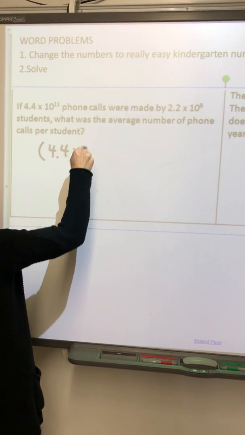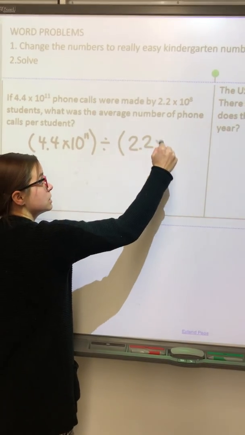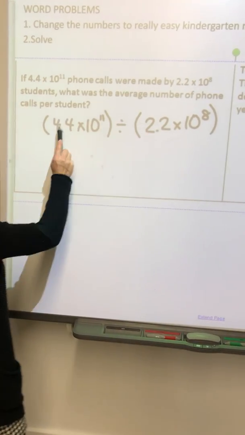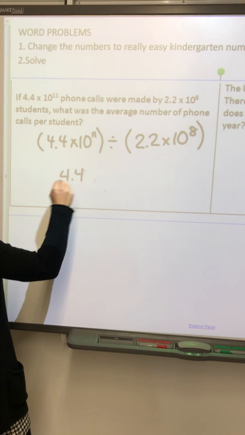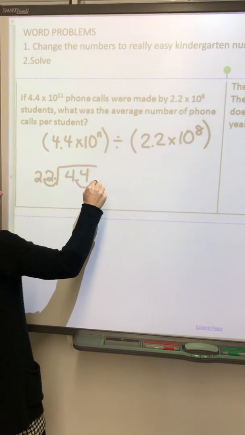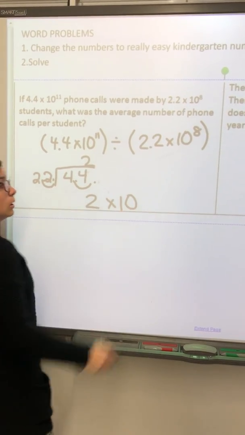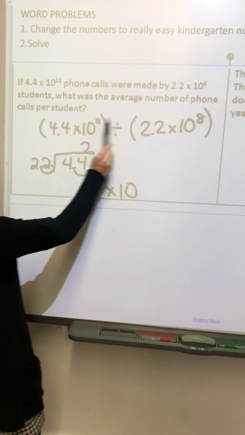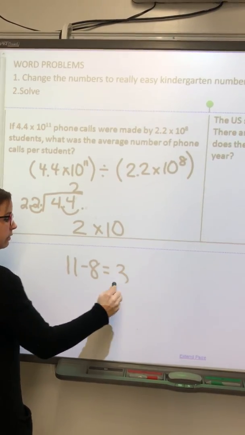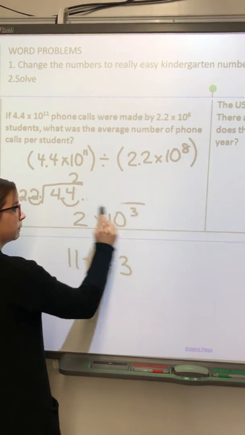4.4 times 10 to the 11th divided by 2.2 times 10 to the 8th. I'm going to divide my bases. 4.4 divided by 2.2 is 2. Always times 10. When you're dividing, you subtract your exponents. 11 minus 8 is 3. So 2 times 10 to the third power.